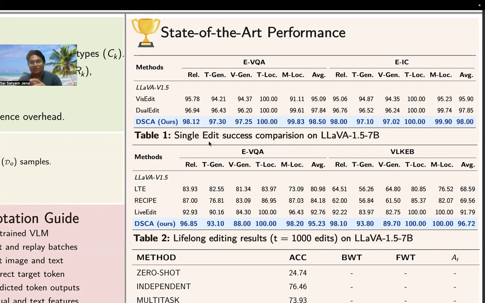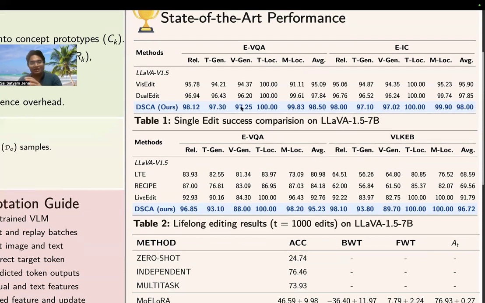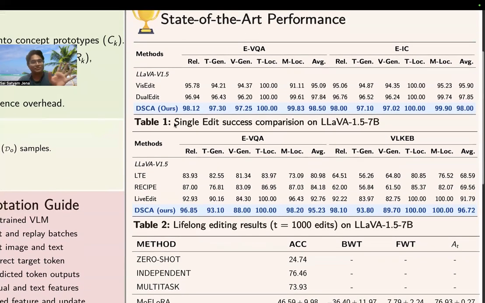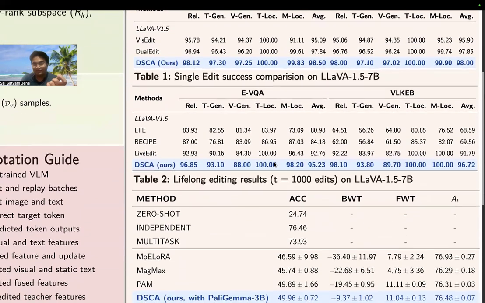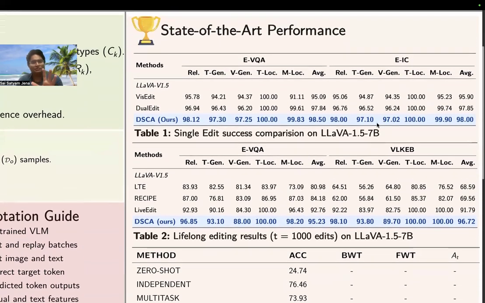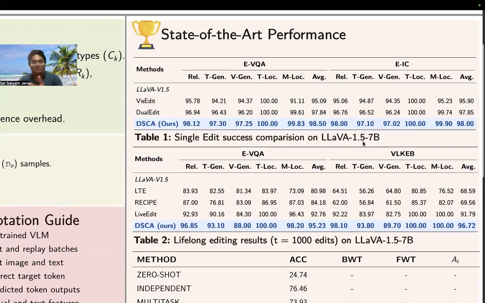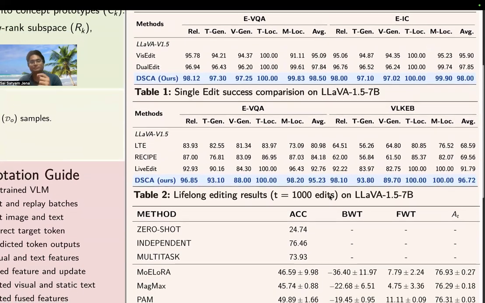So as you can see, we are beating the state of the art by a very good margin across all these metrics. Now comes the lifelong editing result. And I forgot to say, we did all these experiments on the LLaVA 1.5 7 billion parameter model.